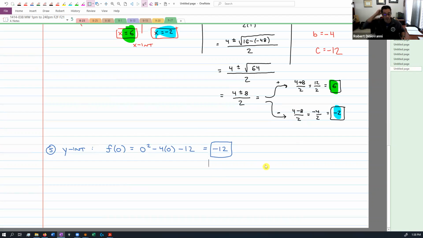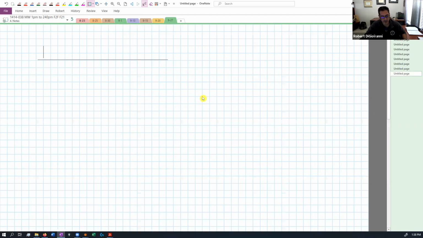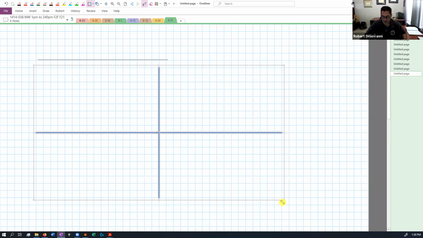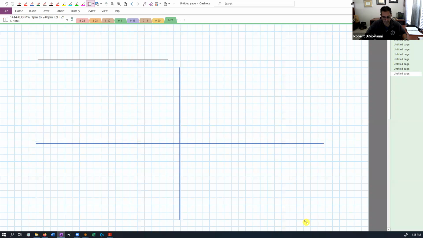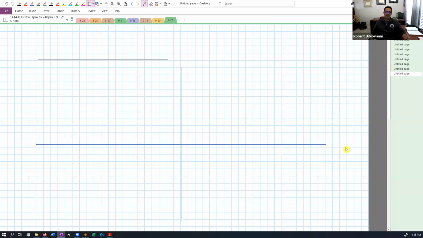All right, we've got everything. We're ready to draw the picture. So here we go. I'm going to start with my XY axes here. This may not be big enough. Let me see, maybe a little bit bigger. Try that. All right, so let me start with the vertex.